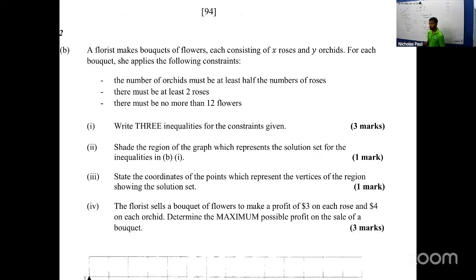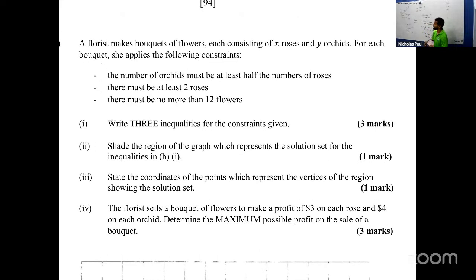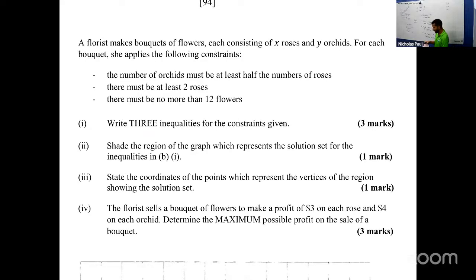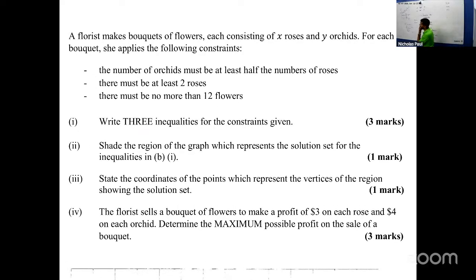Right. Watch this here. Last part. So we did part 1, we wrote the inequalities. We did part 2, we shade the region. Part 3, we state the coordinates of the vertices. Everybody okay with that? Step 4 now. Take a read of step 4.